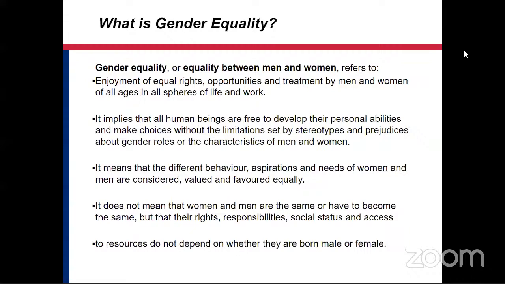So, what is gender equality? Gender equality, or equality between men and women, refers to having equal rights, opportunities and the treatment which they deserve. It implies that all human beings are free to develop their abilities and make their choices individually, with no need for stereotypes and prejudices about gender roles or the characteristics of men and women. It does not mean that women and men are the same or have to become the same, but that their rights, responsibilities and social statuses, and access to resources, do not depend on whether they are born male or female.